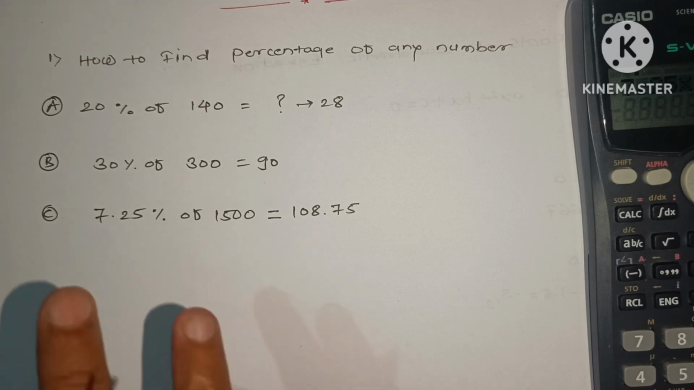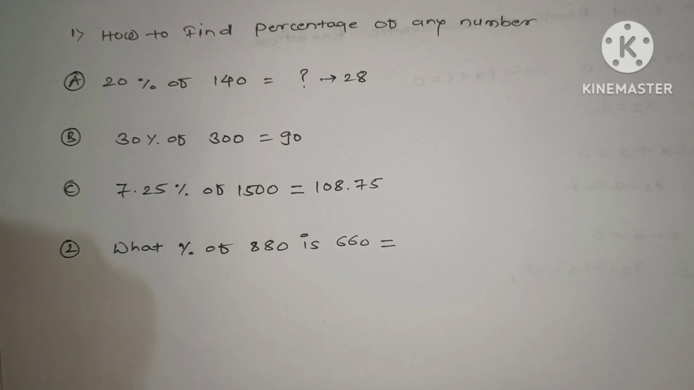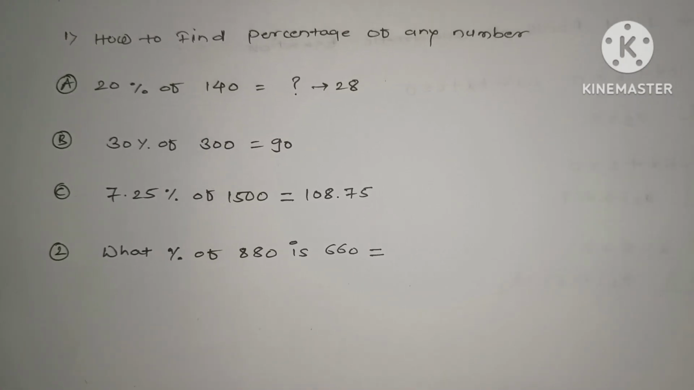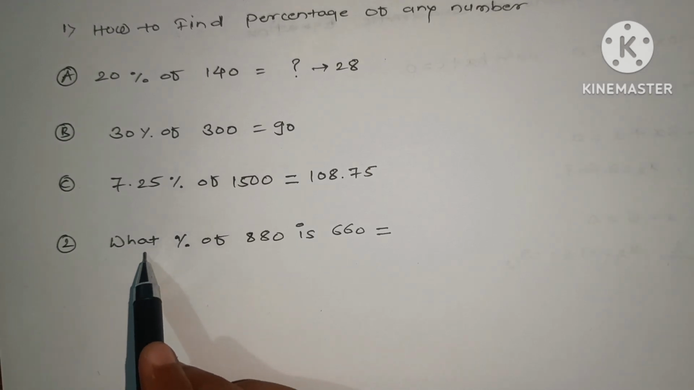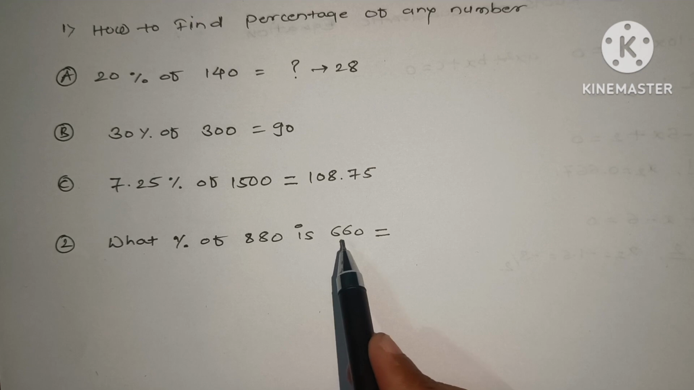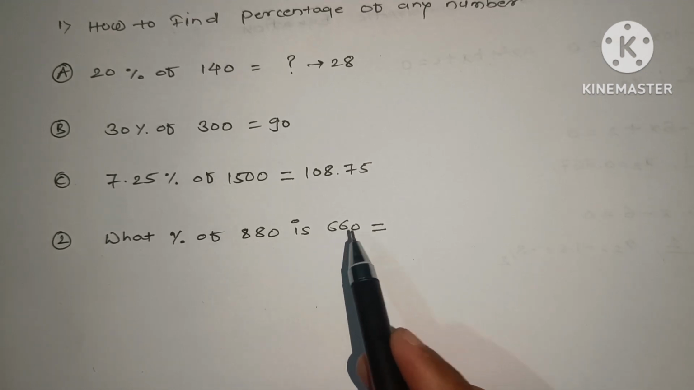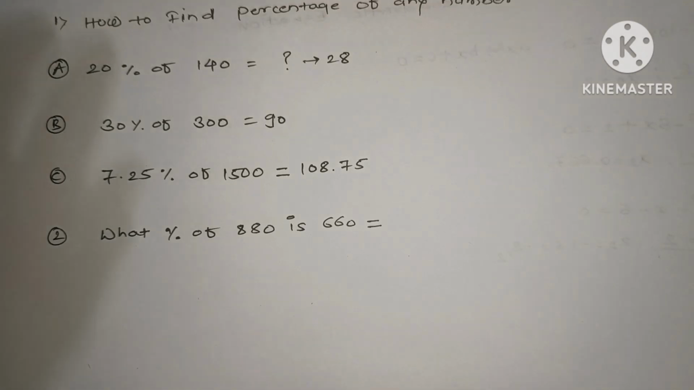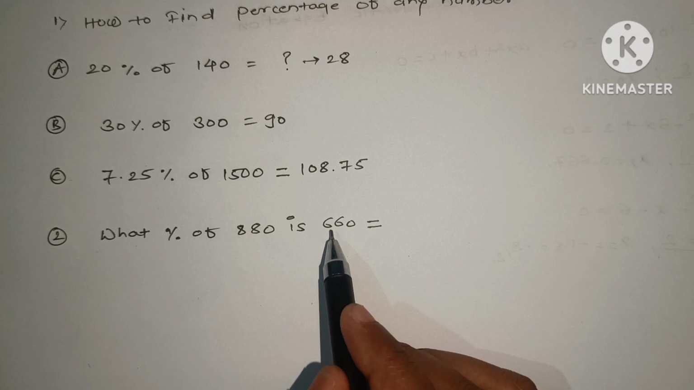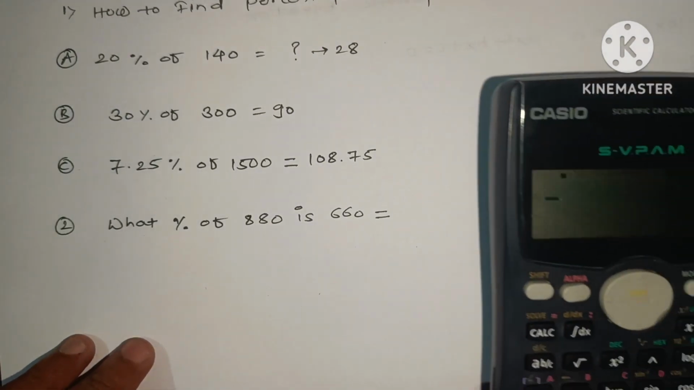another example related with the percentage of any number. So let's take the second category, as the question is what percentage of 880 is 660, यानी कि 880 के कितने परसेंटेज पे 660 आ सकता है। तो इस वाले क्वेश्चन के लिए सिंपल सा प्रोसेस है। We have to find out 660 is how much percentage of 880.